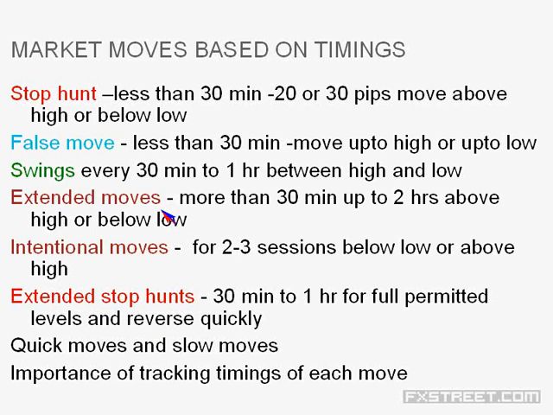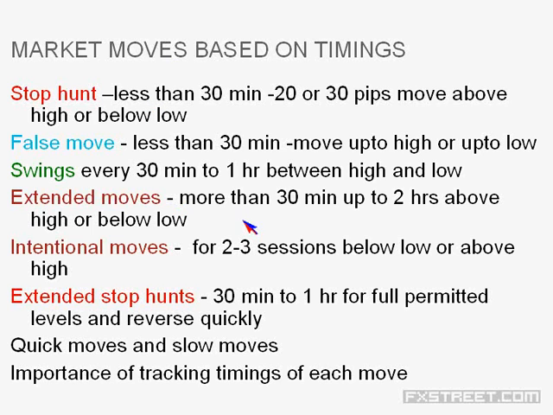So the extended move is also normally called a spike. Whenever you come across a very quick move on the upside above the initial high or on the downside below the initial low, understand that they are making an extended move. How will you be able to confirm the extended move? Differentiate it from the stop hunt. In the case of a stop hunt, they will just go above the high and come back below the initial high in less than 30 minutes.